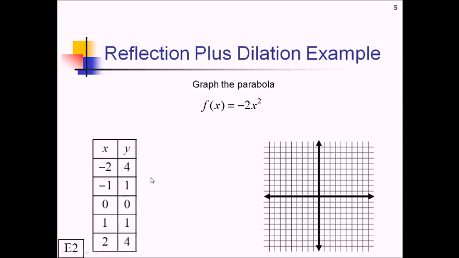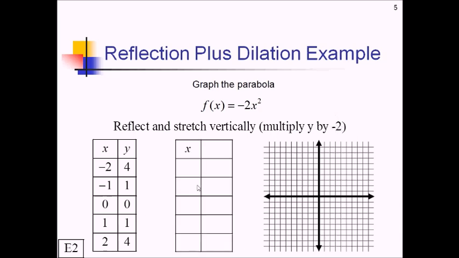So we've got our parent table, and the change here, we've got a negative outside, so that is a reflection over the x-axis, and we've also got multiplication by 2, so that's going to stretch our graph. So we're multiplying y, when all the dust settles here, by -2. That'll take care of both changes. So here's our new table. Again, x is going to stay exactly the same. Y is going to get multiplied by -2.